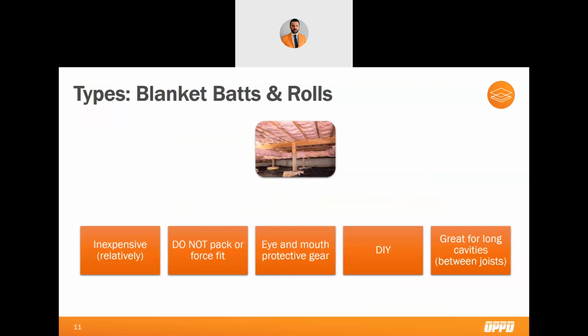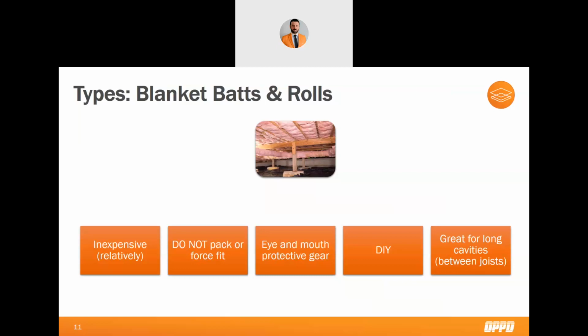While bat insulation materials have improved, it is still a good practice to wear eye, mouth, and hand protective gear. Bat insulation is one of the easier do-it-yourself applications, but a key point to remember when installing bat insulation is to never pack it or force it to fit. Always cut out spots for things like electrical boxes, plumbing, and any other items that may be in the cavity you're installing the insulation in.